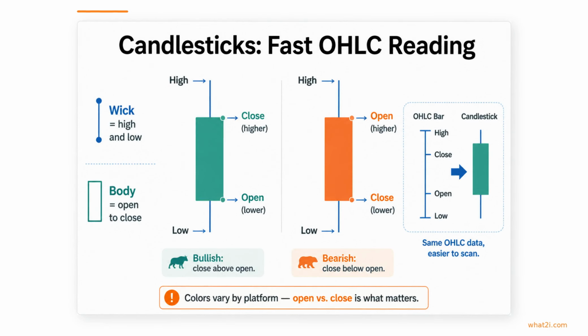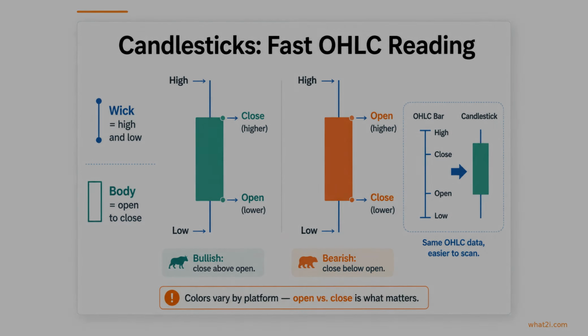Candlestick charts use the same OHLC information as bar charts, but many people find them faster to read at a glance. The candle body shows the distance between the open and the close, while the wicks show the high and the low. A bullish candle closes above its open, and a bearish candle closes below it. Because the body is visually larger than the small ticks on a bar chart, shifts in buying and selling pressure often stand out more clearly. That is why candlesticks are so popular with active traders. The important point is that the insight comes from open, high, low, and close, not from the color alone.